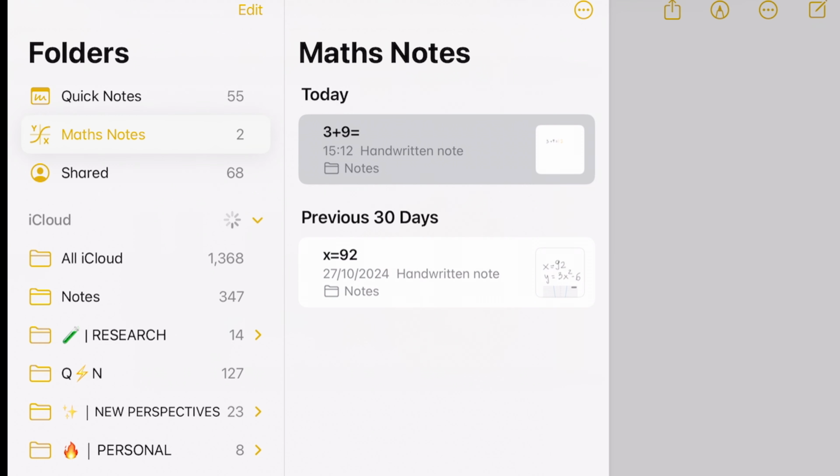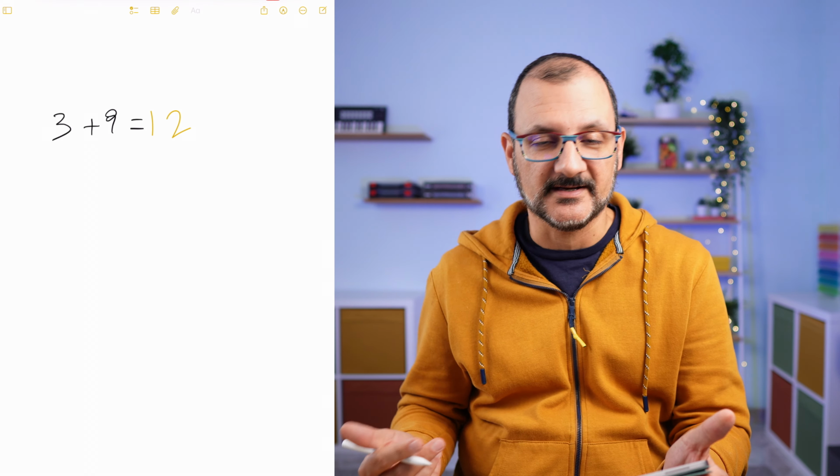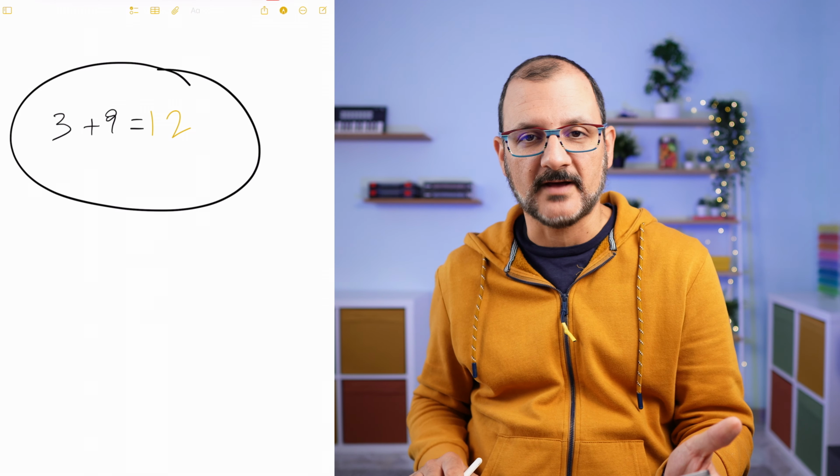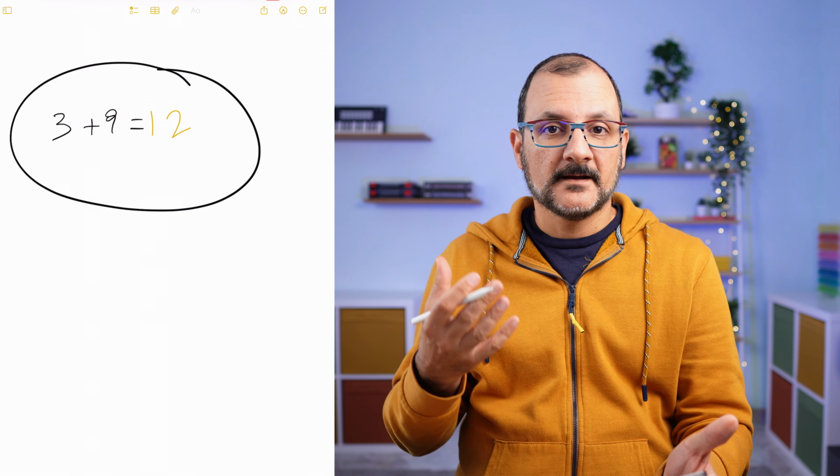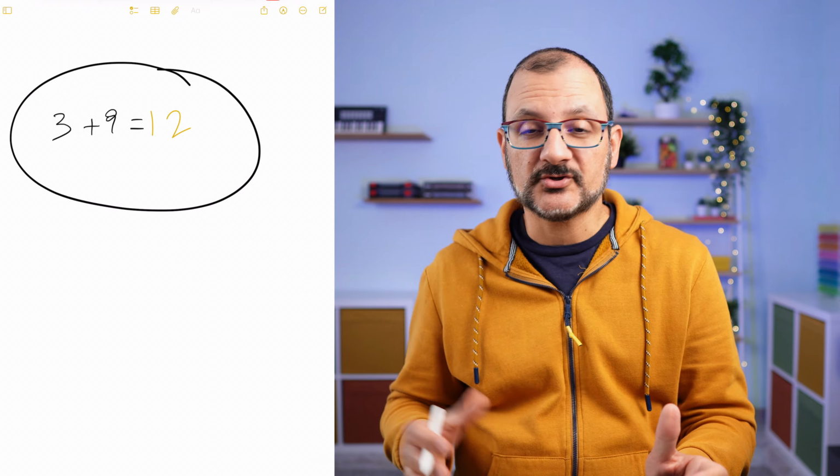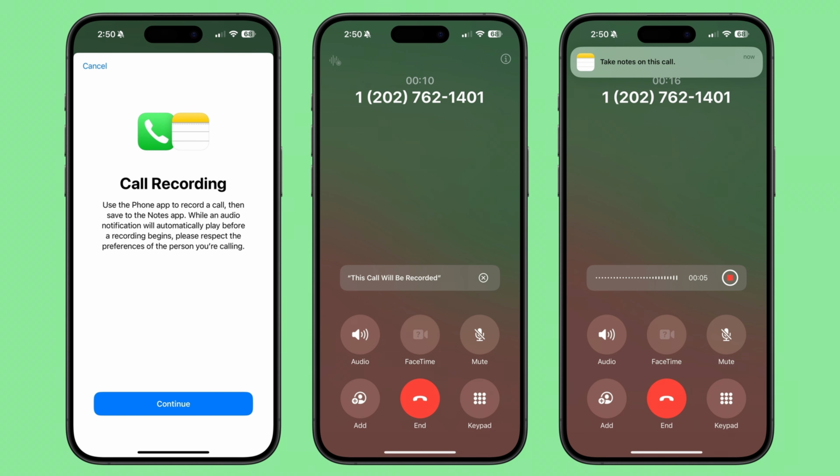And if I click on it, I will have all these calculations, including this one that I just jotted down, and I can continue updating it. The one related to call recordings I cannot show you because call recordings are not available in my region. However, as you can see in this screenshot, this is an easy way to start a new note.